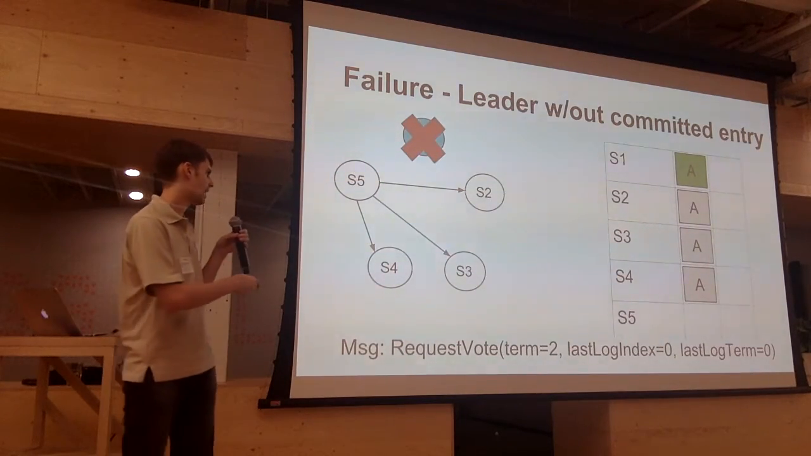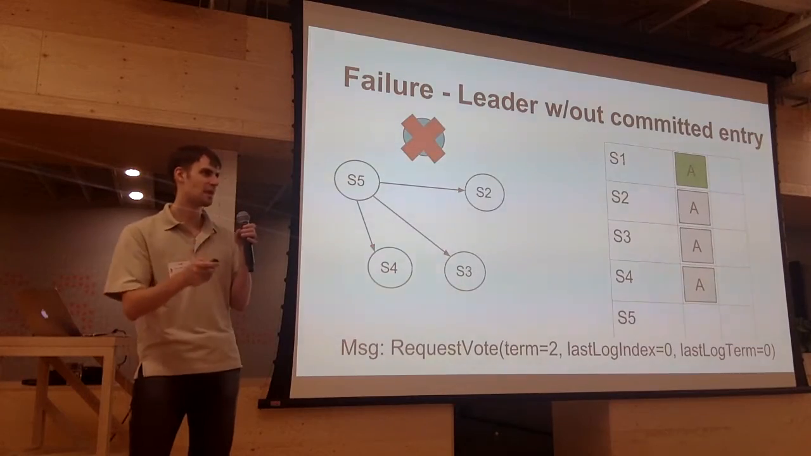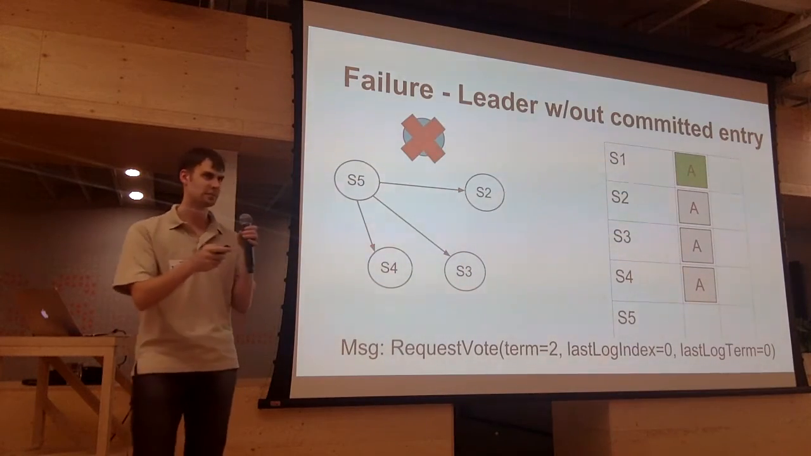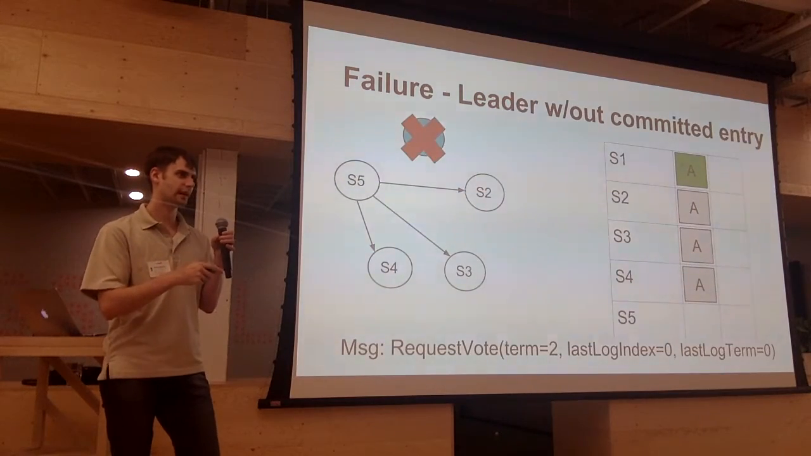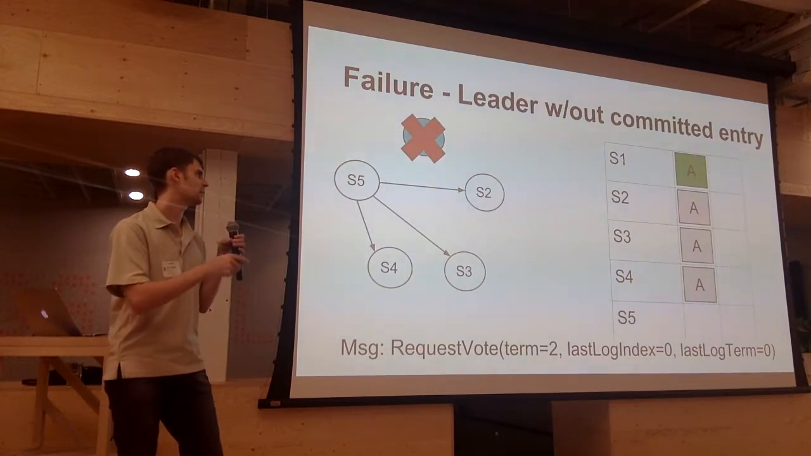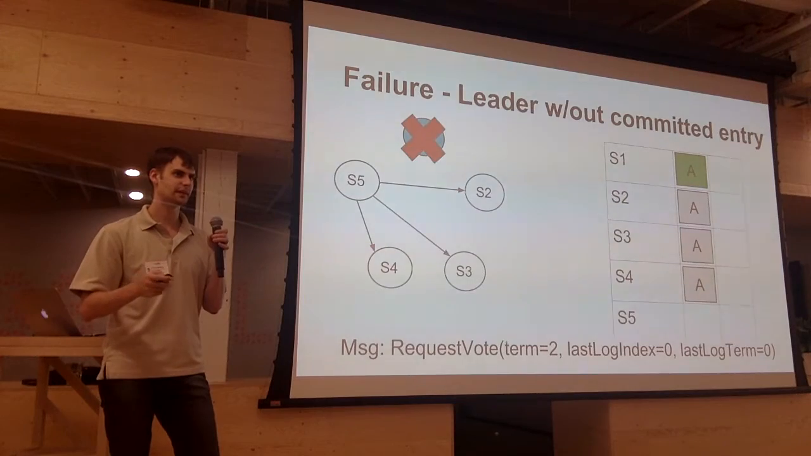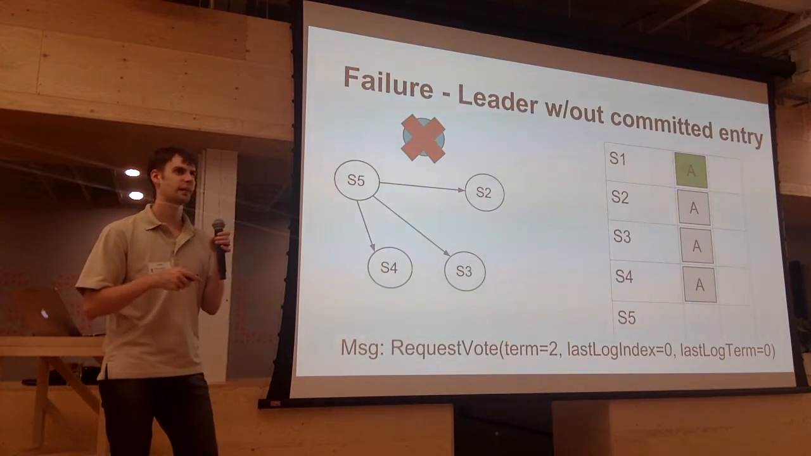So in this case, what should happen is server 5 would send a request. It would say that it doesn't have any entries, and servers 2, 3, and 4 wouldn't grant their vote. And so eventually, one of those ones would become leader instead of server 5. Any questions about this?